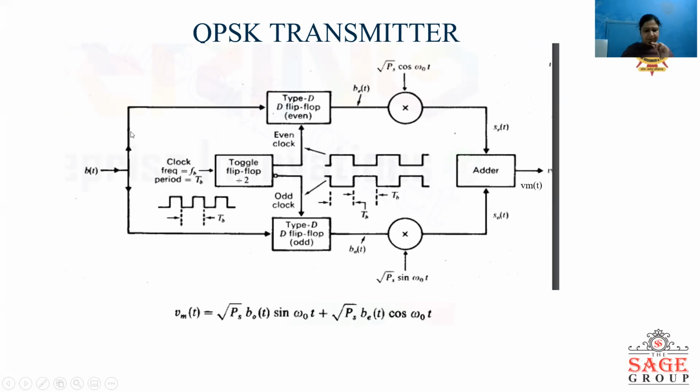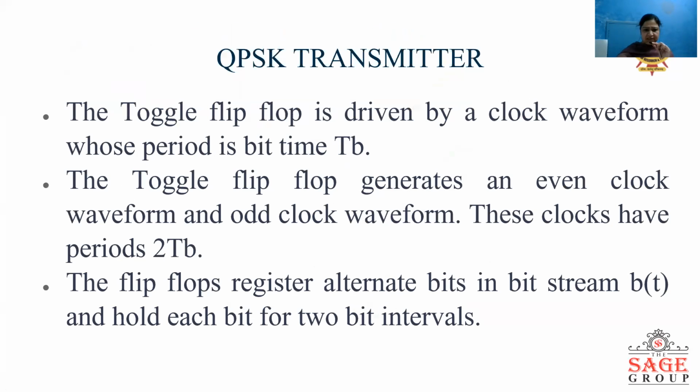The bit stream BT, we can see here, is applied as the data input to both type D flip-flops, one driven by the odd and one driven by the even clock waveform. The flip-flops register alternate bits in the BT and hold each such registered bit for 2-bit intervals, that is for time period 2 TB.